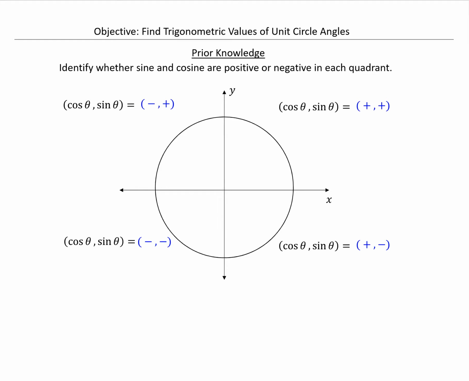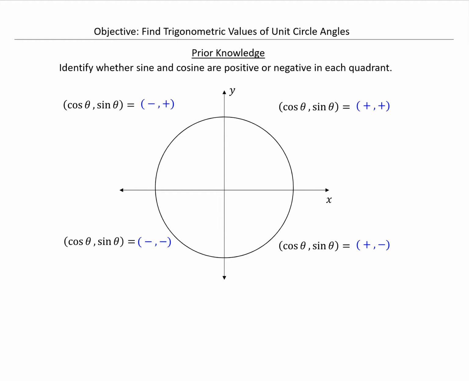In this lesson, we are going to talk about how to find any of the 6 trigonometric values for our unit circle angles. We have previously learned that for each of the points on our unit circle, the x-coordinate represents the cosine value of the angle that terminates in that position, and the y value of the point represents the sine value of that angle.